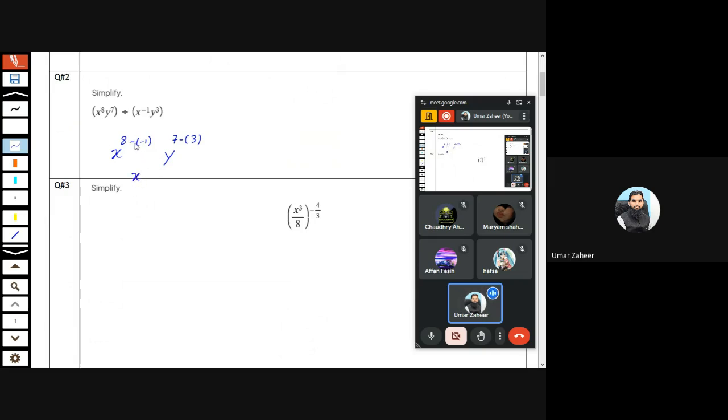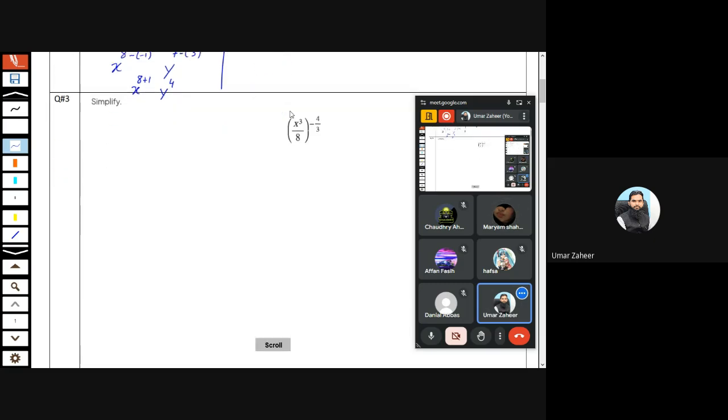Now 8 plus 1, and y raised to power 7 minus 3, that will be 4. So the final answer is x raised to power 9 and y raised to power 4. Okay.